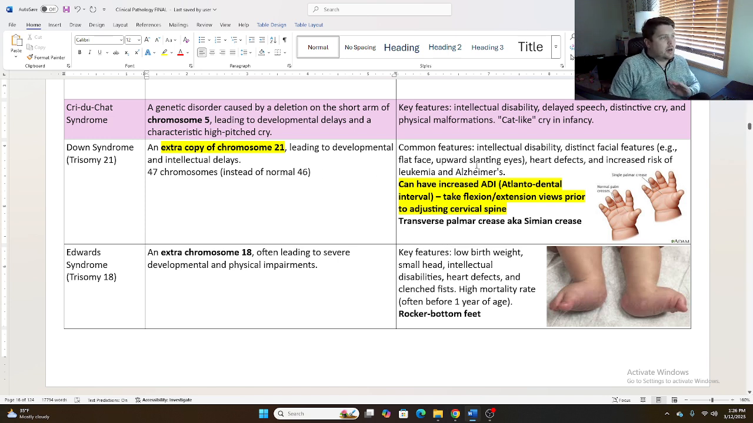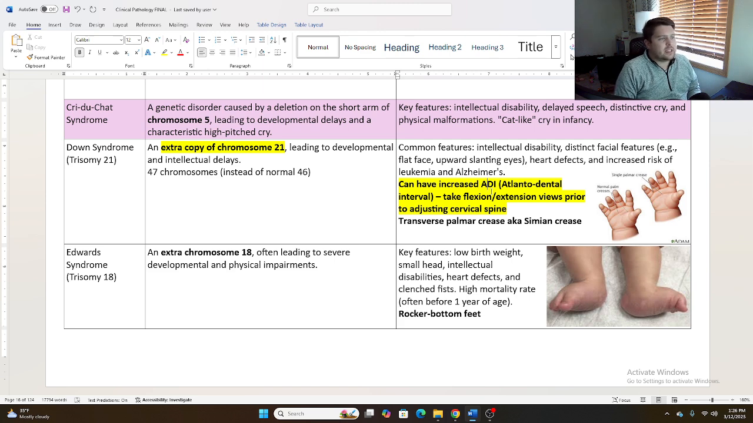With this, some of the biggest questions that you get asked is about the atlantodental interval, most commonly looked at from a lateral cervical view. We always want to take flexion and extension views before adjusting the cervical spine in this area, as it is a common thing to have with Down syndrome patients, an increased ADI interval, which, if we adjust it, could potentially cause damage to the spinal cord, and specifically the brain stem in that area.